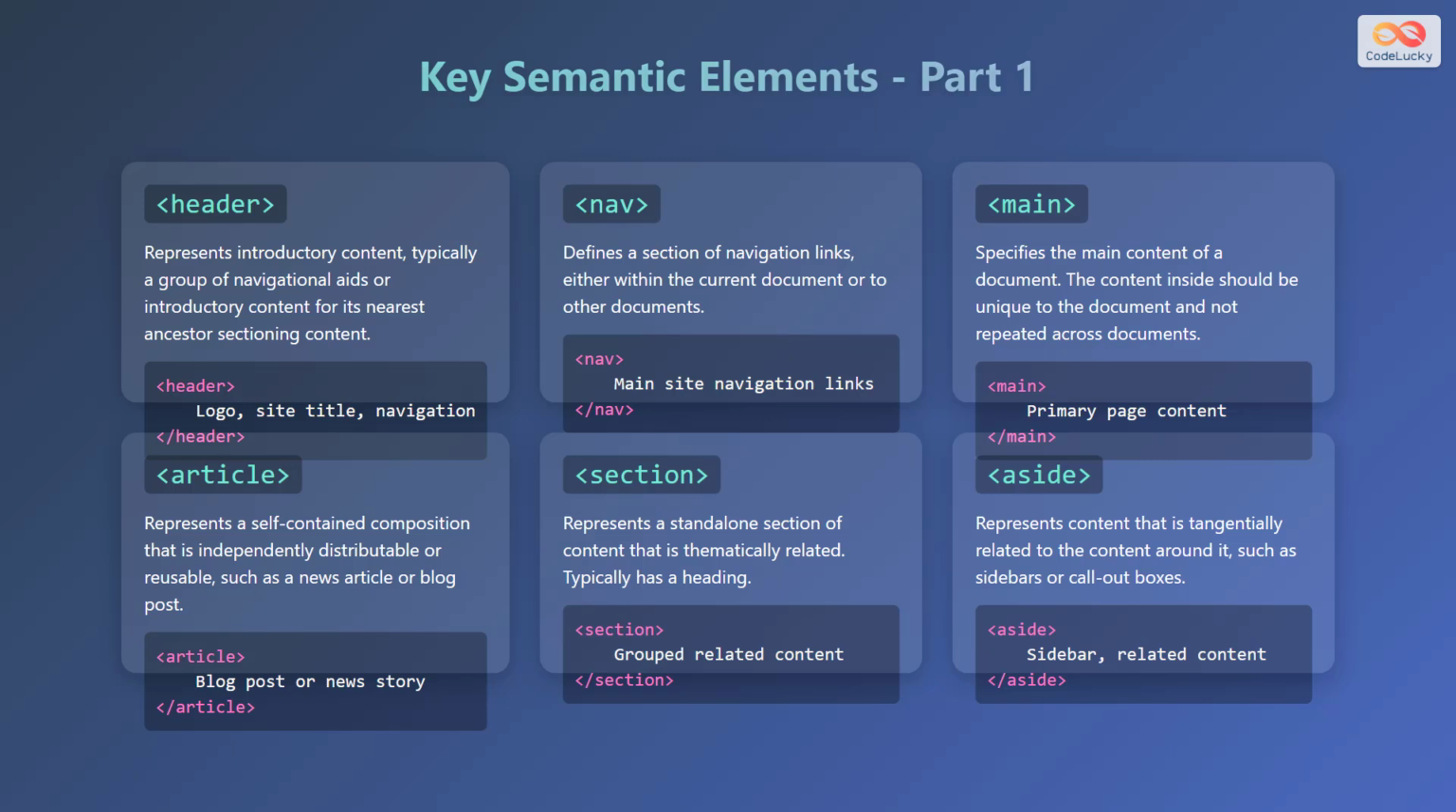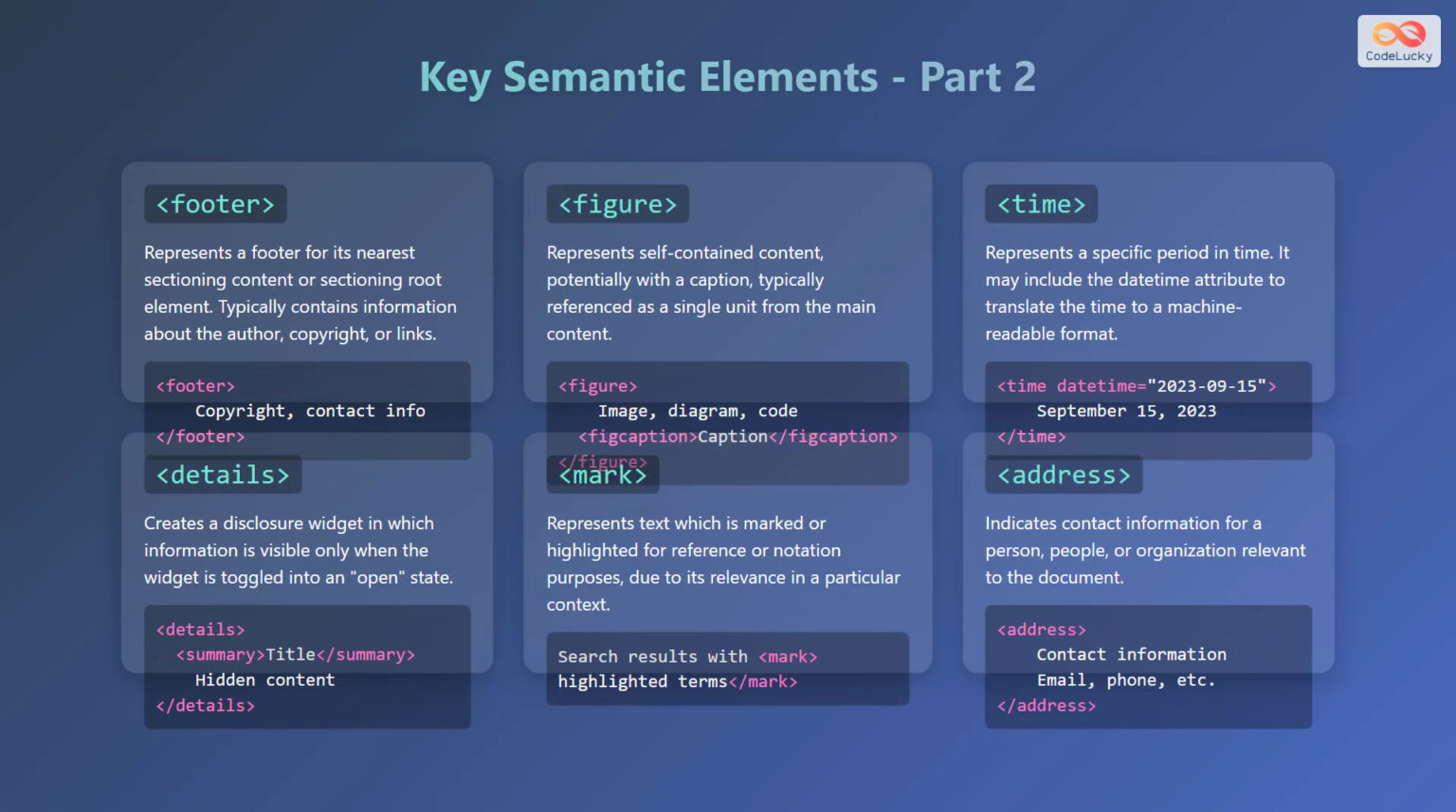Next is the nav element, which defines a section of navigation links, either within the current document or to other documents. Next, the main element specifies the main content of a document. The content inside should be unique to the document and not repeated across documents. The article element represents a self-contained composition that is independently distributable or reusable, such as a news article or blog post. The section element represents a standalone section of content that is thematically related and typically has a heading. Lastly, the aside element represents content that is tangentially related to the content around it, such as sidebars or callout boxes.